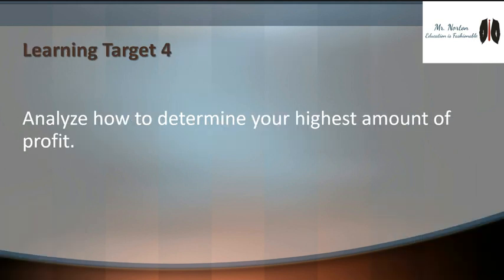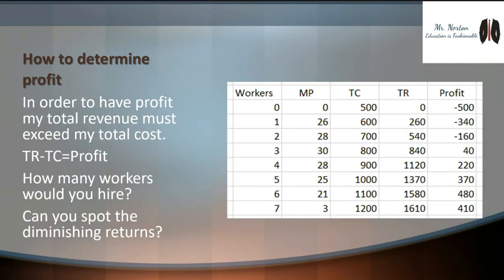This leads us into our fourth and final learning target. Analyze how to determine your highest amount of profit. In the first three entries, I do not have any profit at all. As we start to hire more workers, we can see that our marginal product begins to climb, as well as our profit. The ideal number of workers to hire in this particular case is 6, because if I hire a 7th worker, then my profits actually start to decrease at this point.